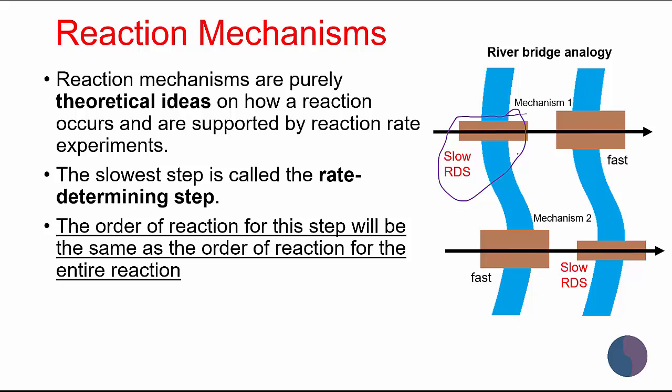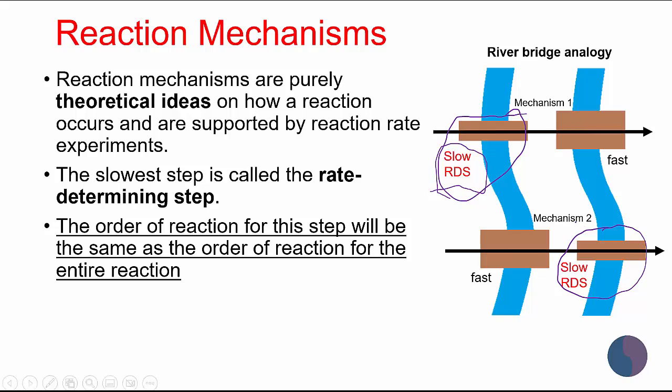So if it's the first step that's the slow step, we call it the rate determining step. The order of that step will be the order of the entire reaction. Same if the mechanism shows that the second step is the slow step, then the order of this step will also be the same as the order of the overall reaction.